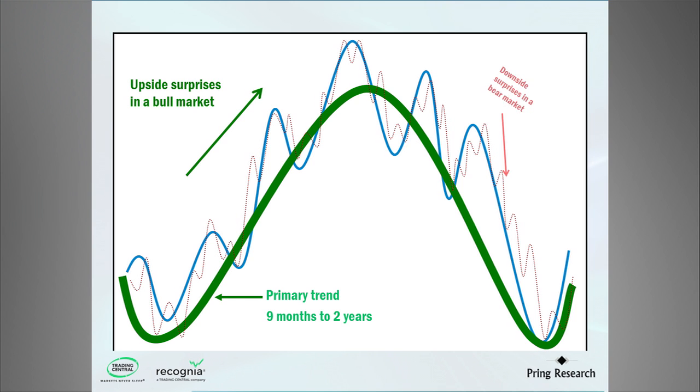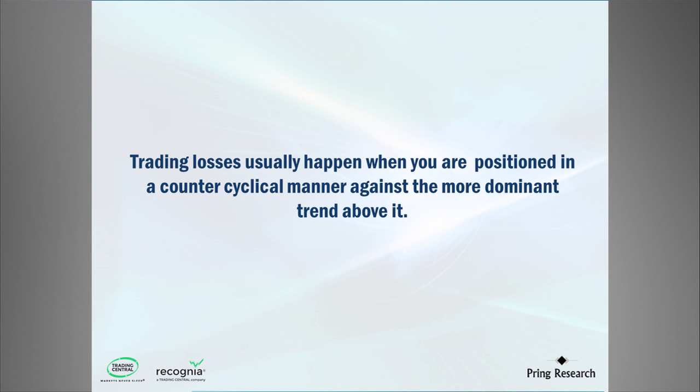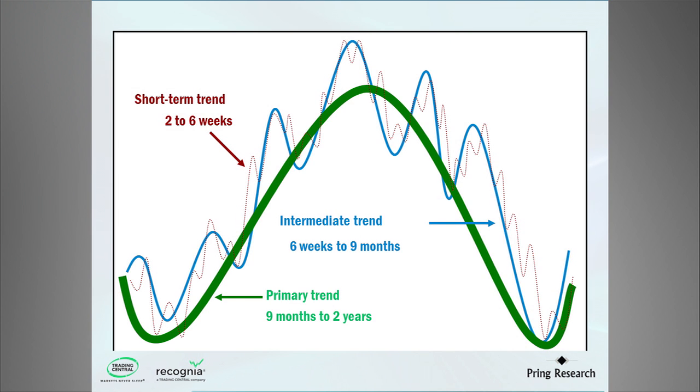Just think of it this way. A rising short-term trend that develops in a bull market is more likely to be much greater in magnitude than short-term downtrends, and so forth. It follows that trading losses usually happen when you're positioned in a counter-cyclical manner against the more dominant trend above it. What is true for longer-term trends is also true for intraday data.